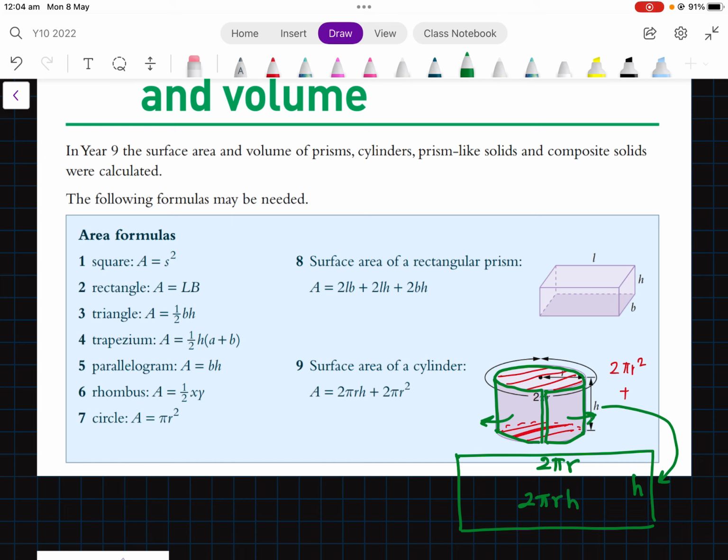So if I add 2 pi r h to this one, I'll get the surface area of this cylinder. So that's the formula that has been given here. Obviously, the volume of the cylinder is the cross-sectional area of this cylinder, which is the circle area. That is, volume is equal to pi r square, the cross-sectional area, multiplied by the height of this circular prism or the cylinder. So pi r square h would be the volume.